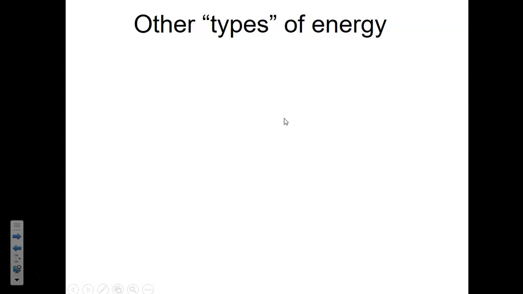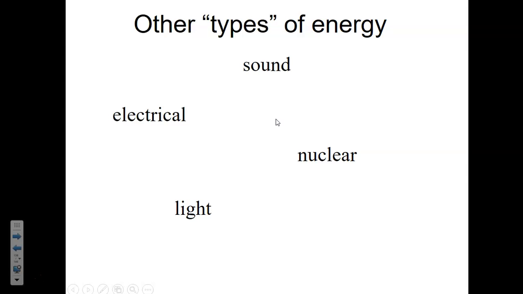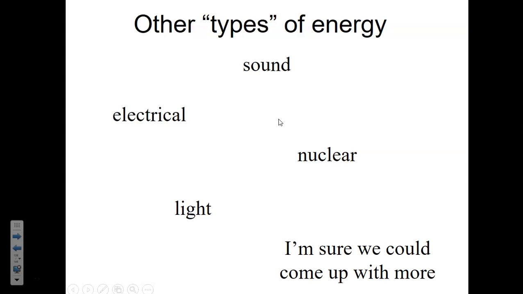Other types of energy that we haven't covered, we're not going to spend too much time on. Sound is a type of energy. Light is a type of energy. Electricity is a type of energy. There's nuclear energy. And there's any number of more types of energy that we could think about, but these are just the ones that we're going to go with.